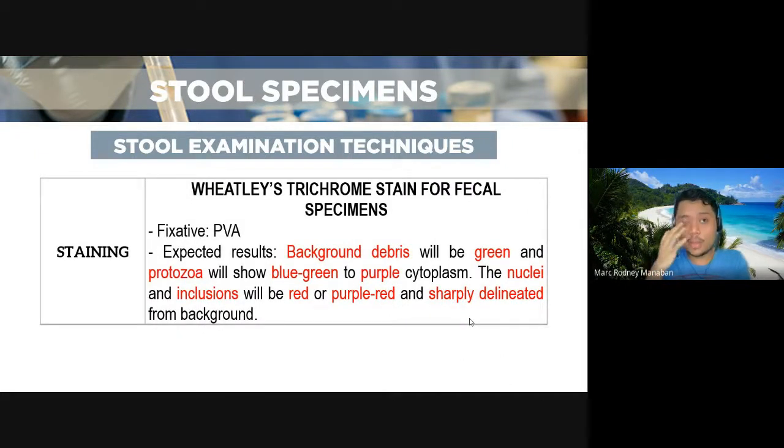Wheatley's trichrome, again, the recommended fixative is PVA for your sample, di ba? As mentioned, PVA really gives the best results in staining. Okay? PVA. And expected results, as you can see, are the shades of colors. Background debris is about green. The protozoa will be blue-green to purple in the cytoplasm. And then the nuclear material is dark red, purple-red or red. And they are sharply delineated, meaning klaro gyud siya from the background. So various shades of colors from green to blue to red.